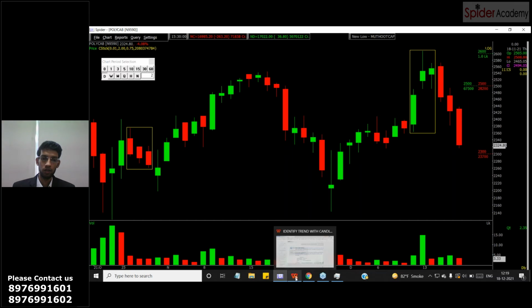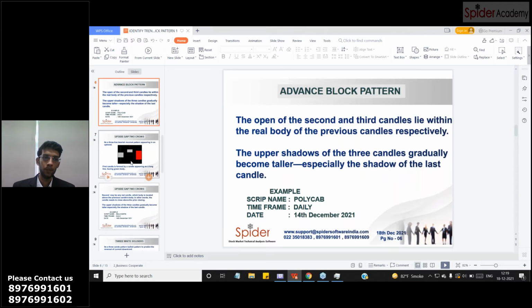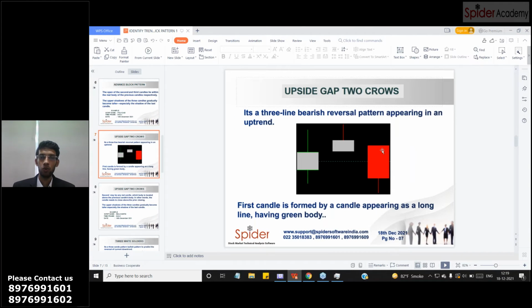Now the third pattern is upside gap two crows. Okay, it's a 3-line bearish reversal pattern that appears in an uptrend, which means there is one green candle, and after that you can see a supply candle, and then there will be chances of a reversal. We can say a U-shaped reversal. So this will help you find a reversal at an upper trend or at a lower trend. But basically, this will help you at the upper trend only, because we are expecting a U-shape for a bearish reversal.